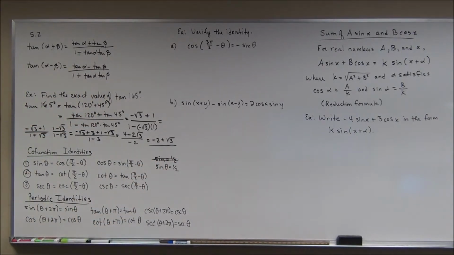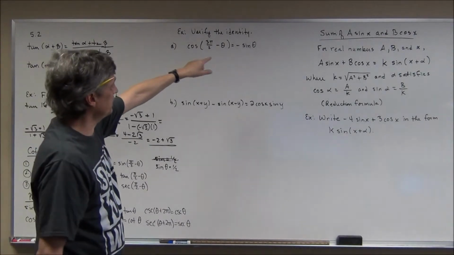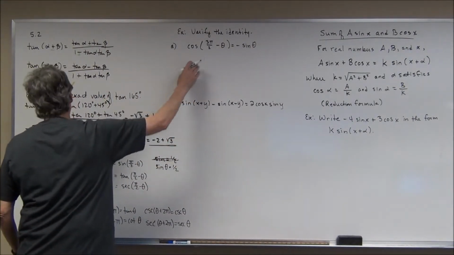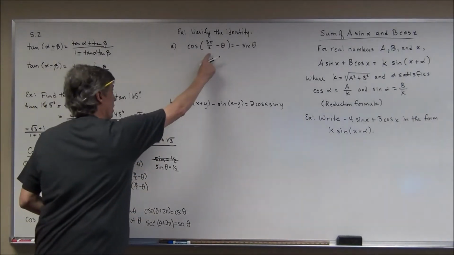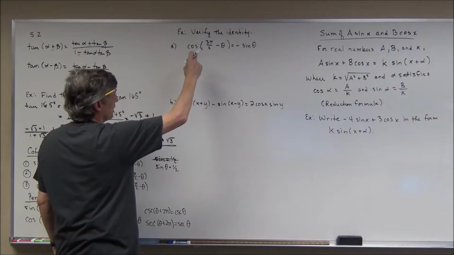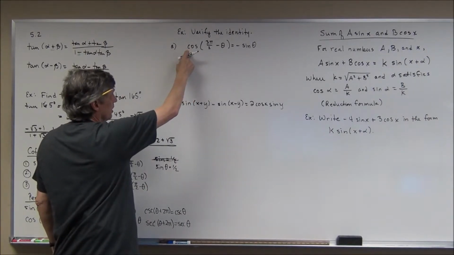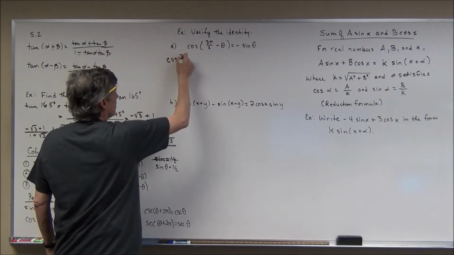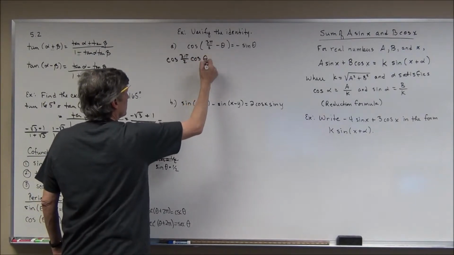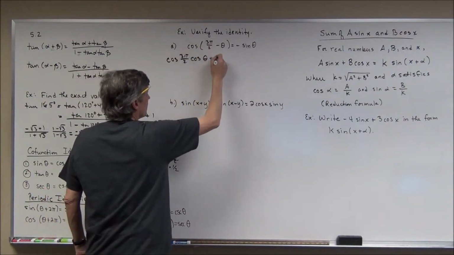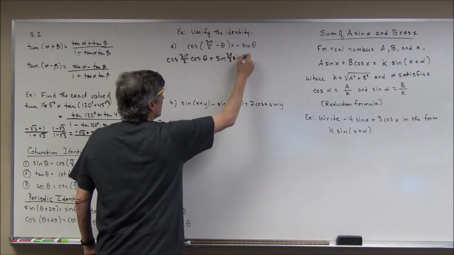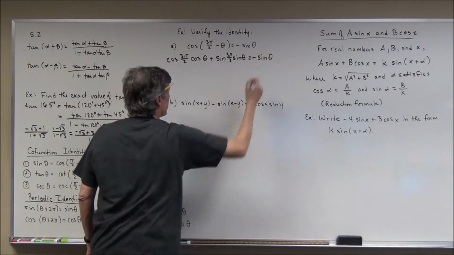Now, let's verify an identity. The top identity here is saying that the cosine of 3 pi over 2 minus theta is equal to negative sine theta. Well, this is not the cofunction identity, although it kind of looks like it, except that it has a 3 pi over 2. Instead, I would use the difference identity for cosine. I would rewrite this as the cosine of the first angle times the cosine of the second angle plus, remember it's the opposite sign, the sine of the first angle times the sine of the second angle. And that equals negative sine theta.